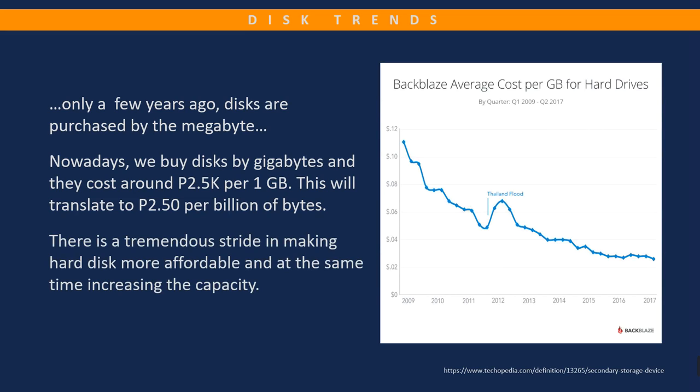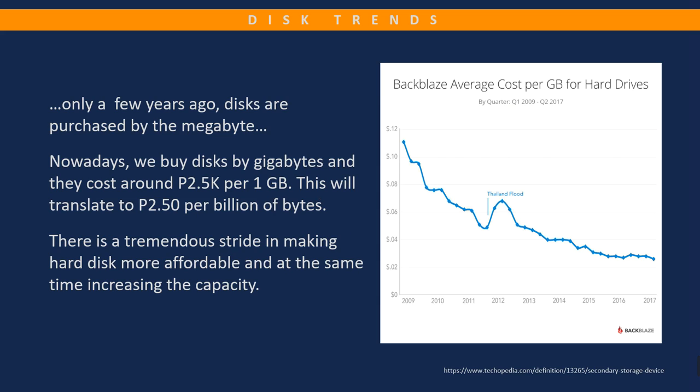So as you can see at the right, this is a graph showing you the price per byte. Here there was a spike somewhere. Oh, this one, the Thailand flood. There was a flooding in 2011, 2012, around that time.